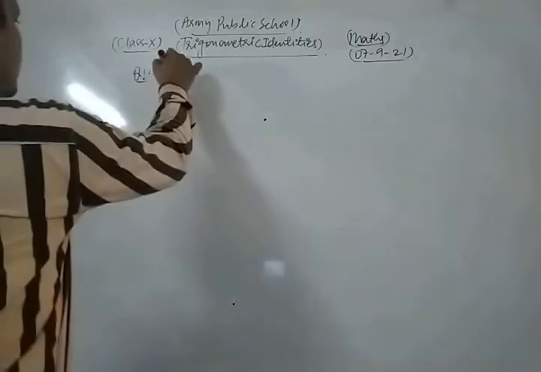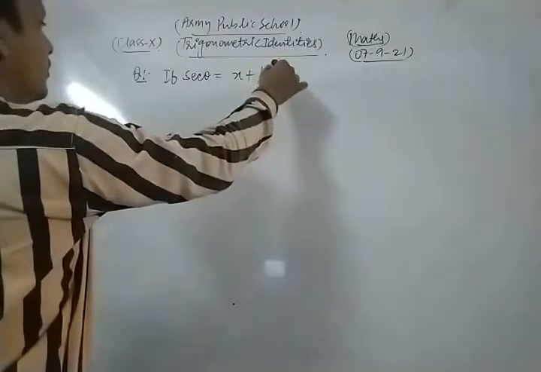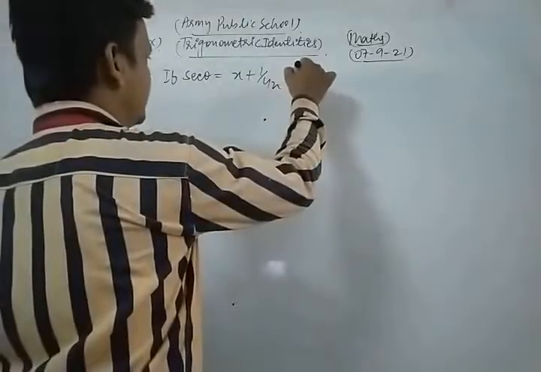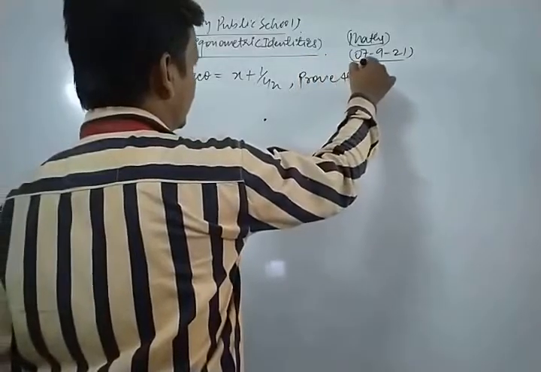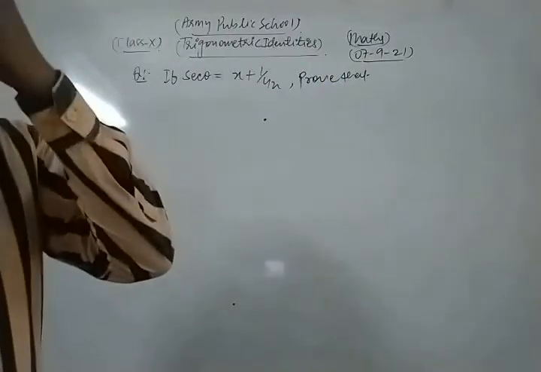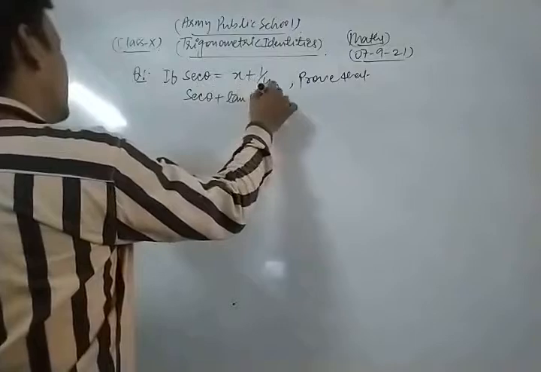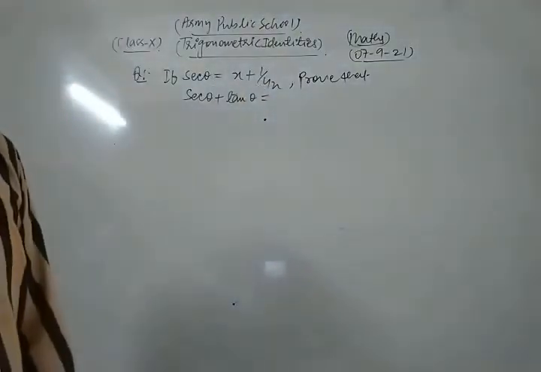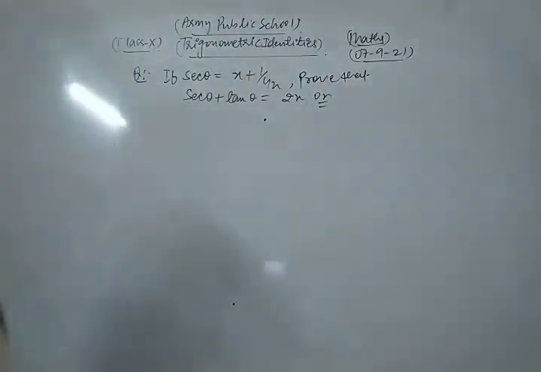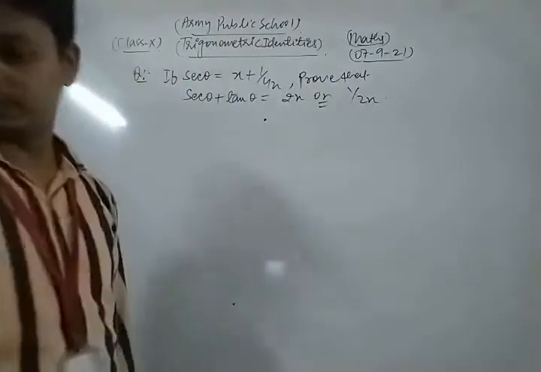If sec theta is equal to x plus 1 upon 4x, prove that sec theta plus tan theta is equal to 2x or 1 upon 2x. Okay, dear students.